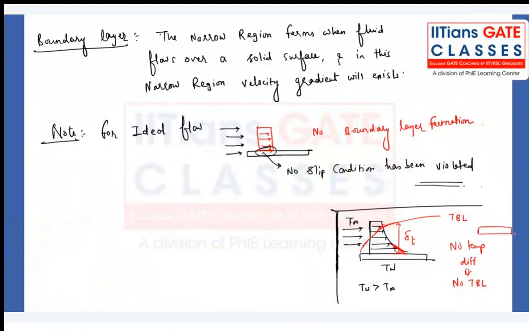For example, if we have the plate at T W and the fluid at T W, no thermal boundary layer will be there. A very similar concept applies here also. When there is no relative velocity, when the fluid is moving with the same velocity as the fixed plate, then definitely there will not be any boundary layer formation. These two questions have already been tested in GATE Mechanical. This question has been tested, this one, not this one. So this question can be asked, note this.